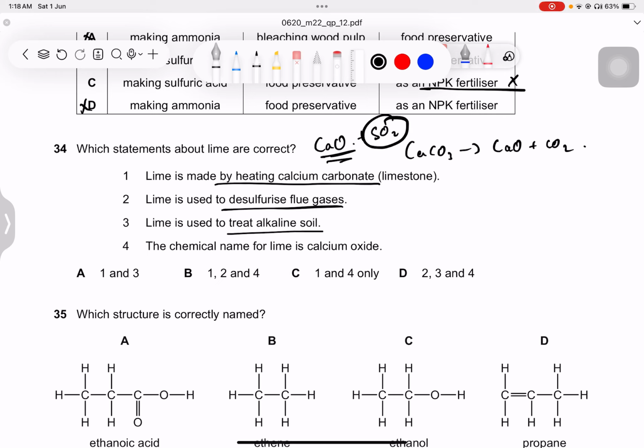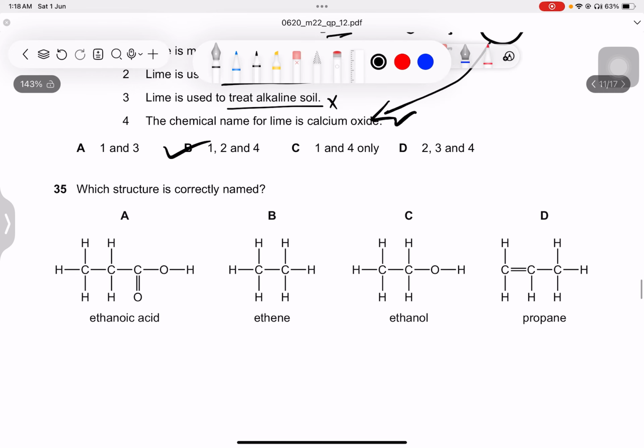Lime is used to treat alkaline soil. No, it is itself alkaline, so how can it neutralize? The chemical name for lime is calcium oxide. This is what we have here. So 1, 2, and 4 are correct. So option B.